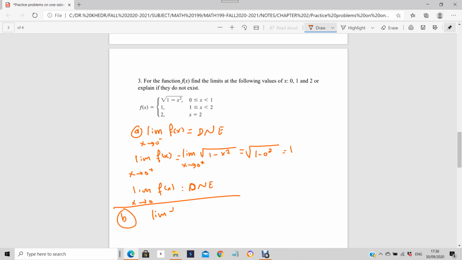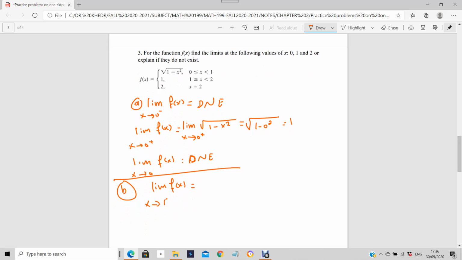Let's find the limit of f of x as x goes to 1 from the left side. Okay, so we have to find the function in this region. When we say left side of 1, it means less than 1. So the function f of x equals square root of 1 minus x squared is used for all values of x that are less than 1. So this is the limit of square root of 1 minus x squared as x goes to 1 from the left side.